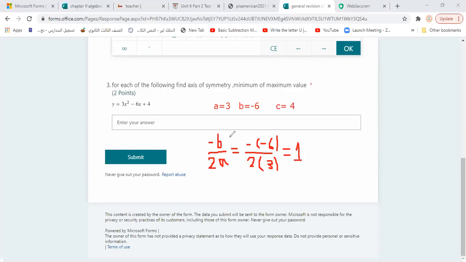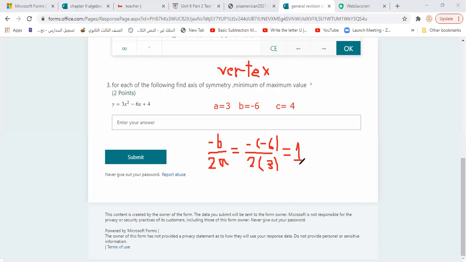What else? We want to know what is the minimum or maximum value. Also, in another question, we can ask about the vertex. Is there anyone who can tell me how we are going to calculate the vertex, grade 9? We substitute with the axis of symmetry. Exactly, very good. So we have to substitute by using the axis of symmetry.